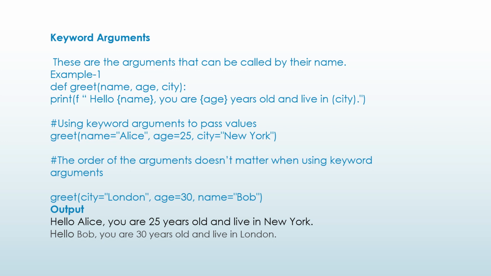So in the first function call, I got the output hello Alice, you're 25 years old and living in New York, and I also called greet by giving other values to the same parameters by swapping the positions. So even though we swap the positions, our desired output with logic hasn't changed. Even though we changed the order from name, age, city to city, age, name, the output is the same as in the previous case. So we got the output hello Bob, you're 30 years old and live in London.